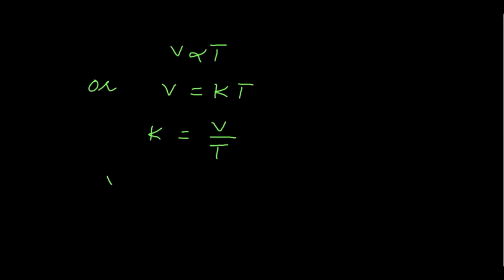If the temperature of the gas is increased, its volume is also increased. When temperature is changed from T1 to T2, then the volume changes from V1 to V2. The mathematical form of Charles's law will be V1 upon T1 is equal to K, V2 upon T2 is equal to K.